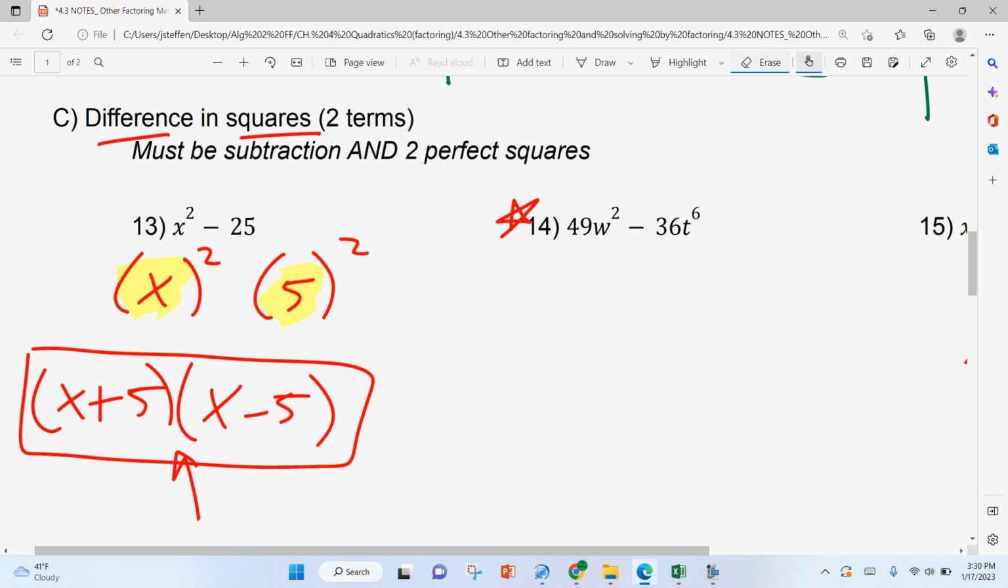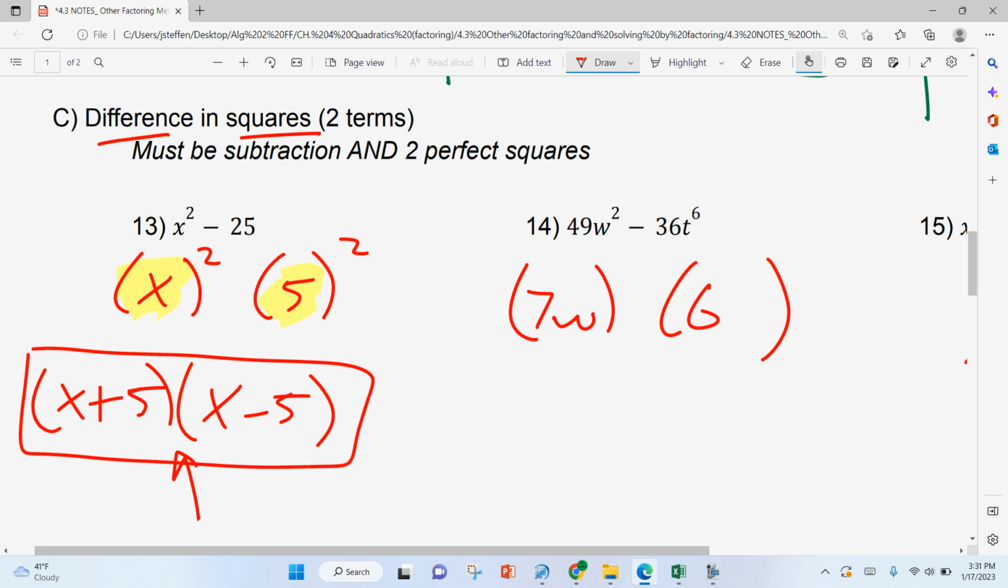But again, that gets a little bit more difficult with problems like number 14. So what are two numbers that multiply to be 49w squared? Two numbers that multiply to be 36t to the sixth. So 7 times 7, what number times itself is 49? W times w is w squared. 6 times 6 is 36, but what about t to the sixth?